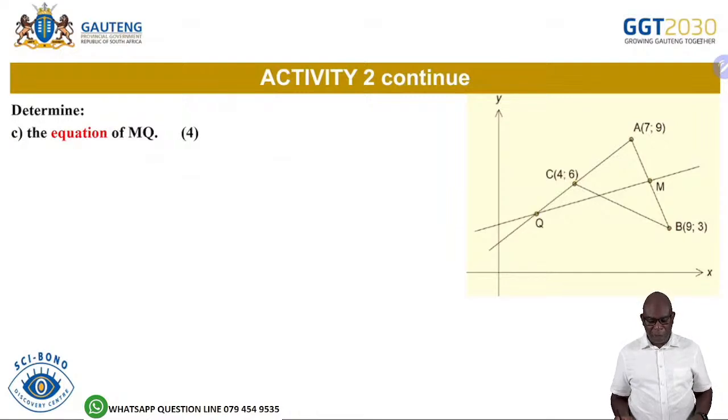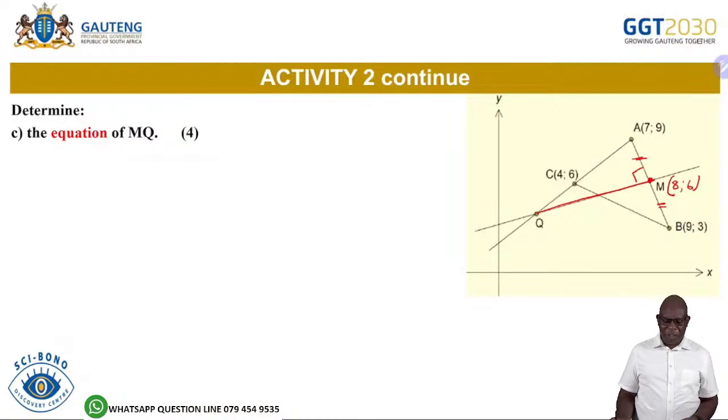Now the equation of MQ, so what should I do? I must look at MQ. At M, what do I have? I have 8 and 6. At Q, I don't know what the values are. I just know that this line is perpendicular to that. Can I get an equation with only one point? No, I have no gradient.